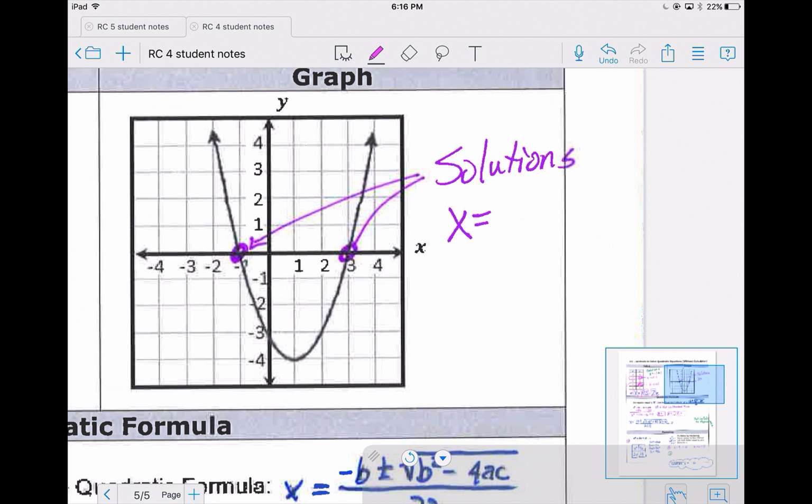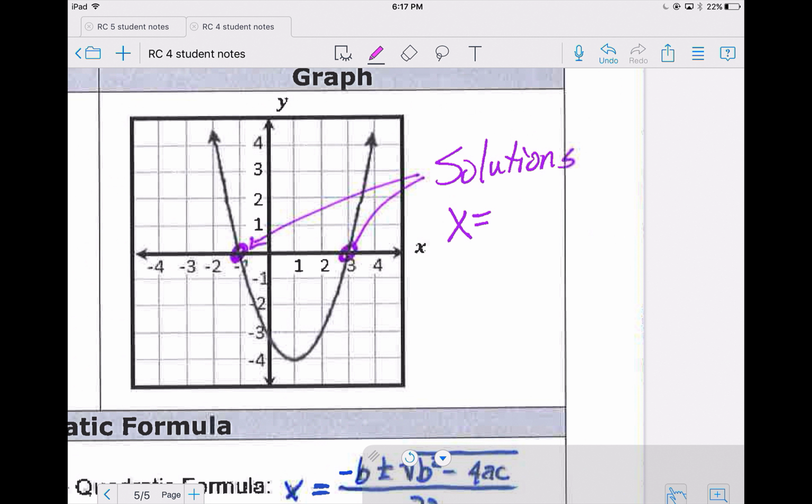So on the graph, when we're asked for solutions, as we talked about in exercise, solutions and x-intercepts mean the same thing. So this crosses at -1 and +3. So your solutions are just the point where they cross the x-axis.